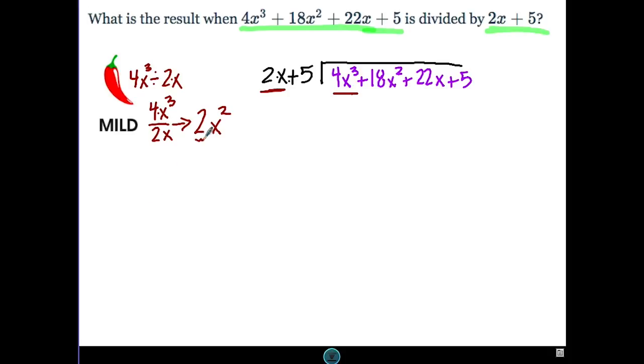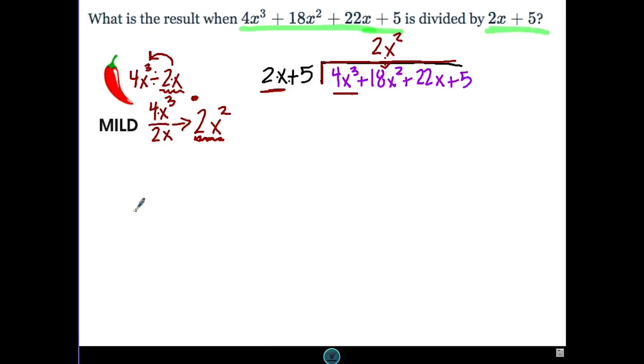If you want to, you just take this 2x squared and multiply it by your divisor, 2x, and that should give you your dividend. 2x squared times 2x is 4x to the third, all good. So this 2x squared is your quotient. Where does the quotient go? Quotients always go on top of this bar. This algorithm works when we take that term and line it up vertically right above the term of the dividend with the same degree. So the 2x squared is going to go above the 18x squared.